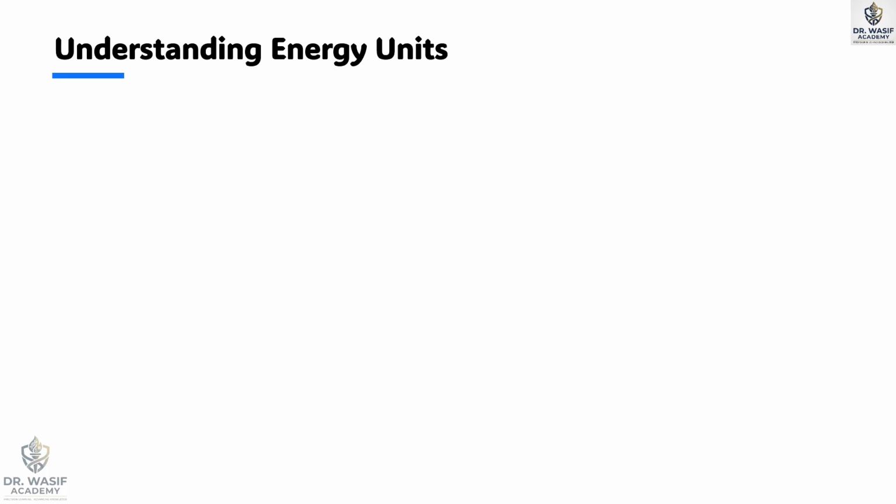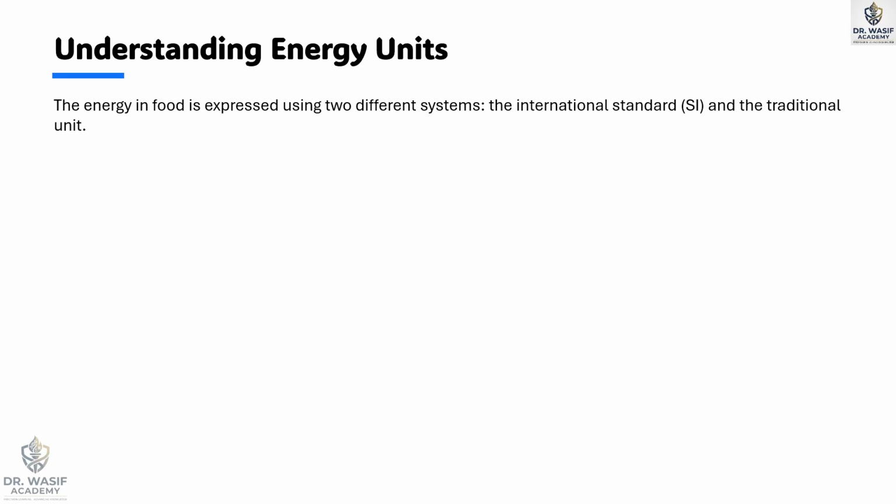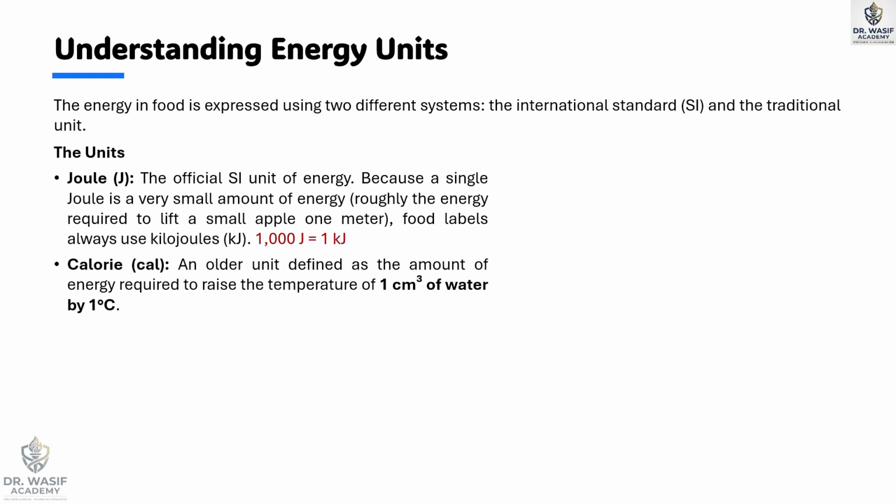So when you flip over a food package to check its nutritional values, you will see the energy content listed in two different systems, the SI system and the traditional unit system. Let's break this down so you never mix them up on an exam. First of all, we have the joule, symbol J. This is the official international standard unit of energy.